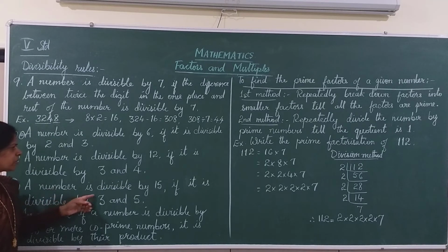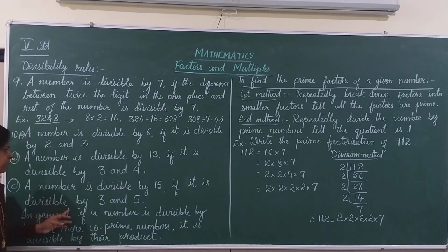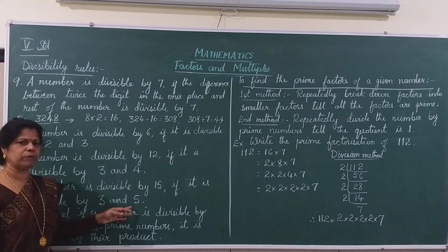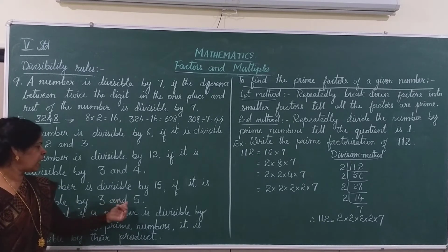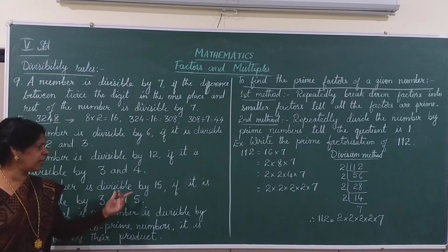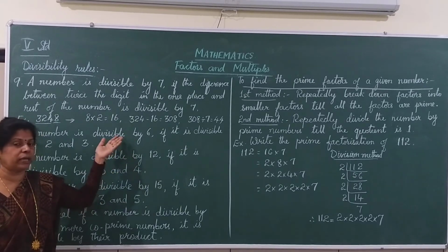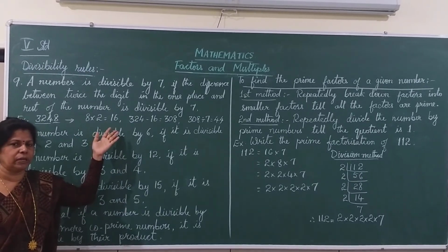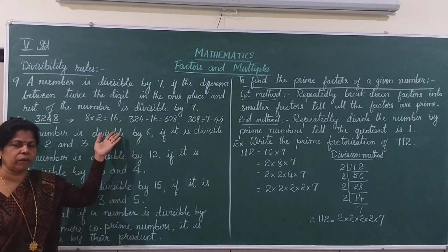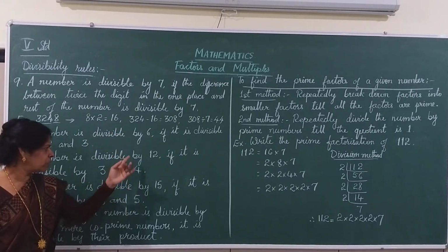Now a number is divisible by 15 if it is divisible by 3 and 5. What is holding good for 3 and what is holding good for 5? You have to see. If that way it is divisible, then it is divisible by 15. You have to go to the rules already explained for 2, 3, 4, 5 and 6.